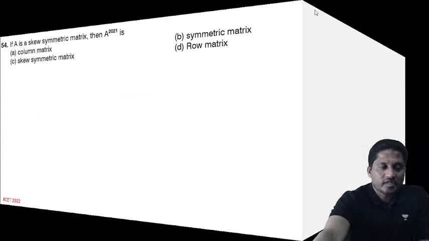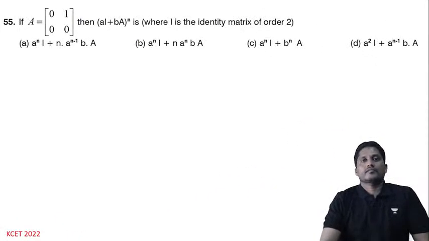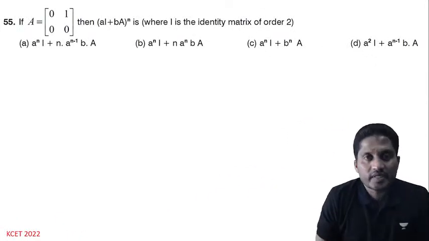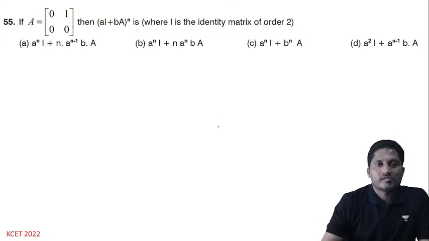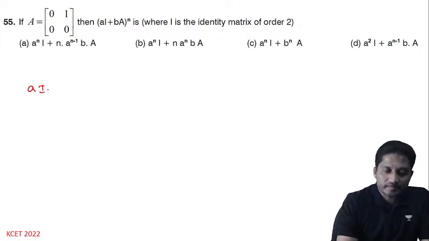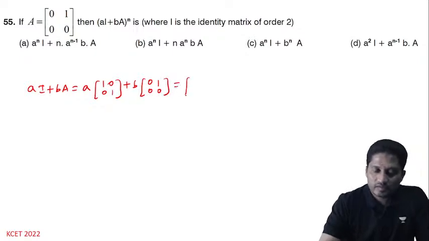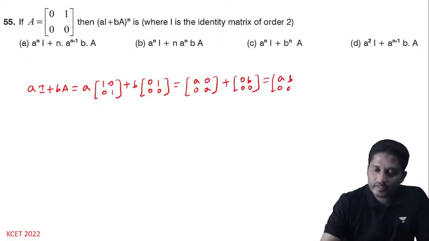Okay. Question number 55. A power AI plus BA whole power n. First I'll find out AI plus BA. A into I is 1001 plus B into matrix A will be 0100. This can be written as A00A plus 0B00, which is equal to AB0A.